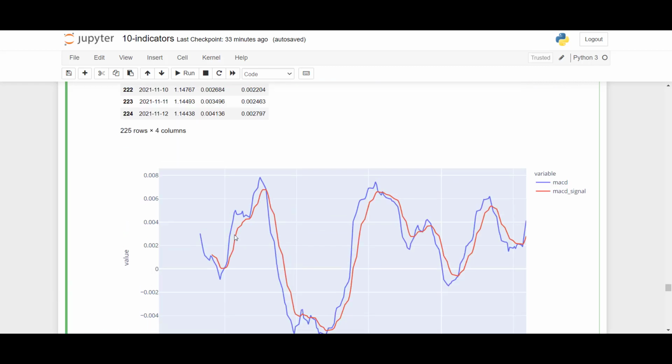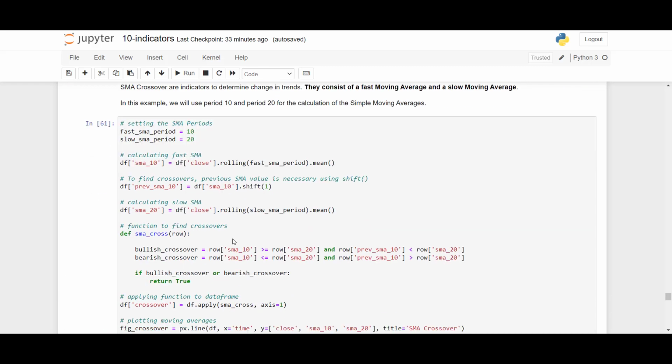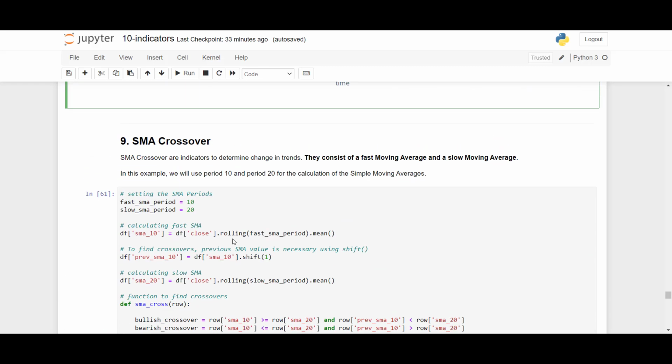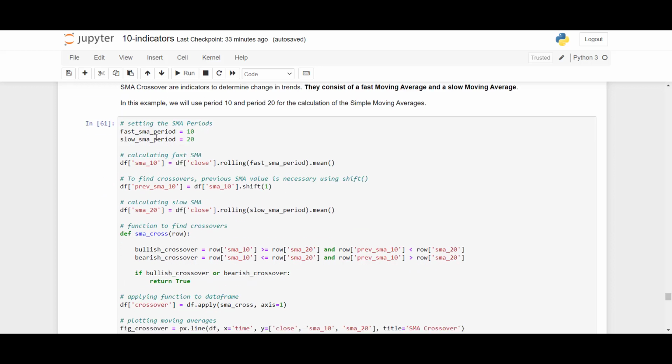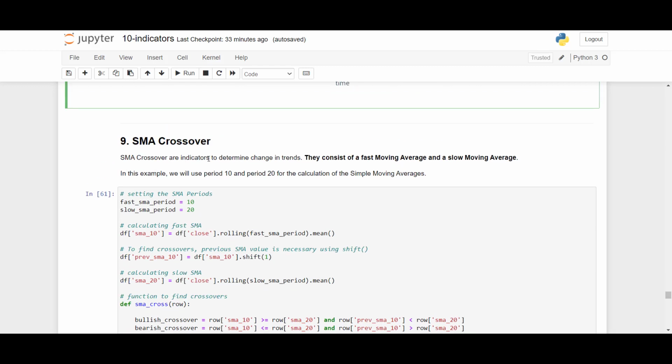So this was the MACD, and let's now go to the SMA crossover. The SMA crossover is somewhat similar to the MACD, but it is using a much easier concept. What we have here is simply a fast simple moving average and a slow simple moving average. And whenever these moving averages cross, they also indicate a change in trend.